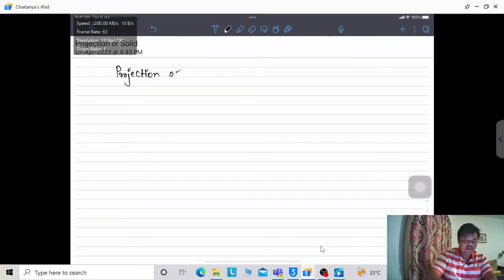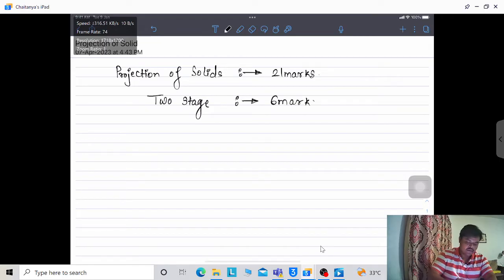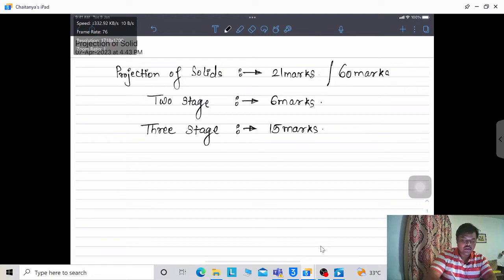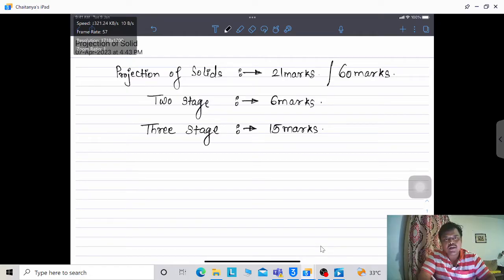There is a two-stage numerical that is asked for 6 marks, and a three-stage numerical that is asked for 15 marks. So 15 plus 6, it's 21, and that too out of 60 marks. And when we are concerned with the passing marks of 60, that is 40%, so it's 24.